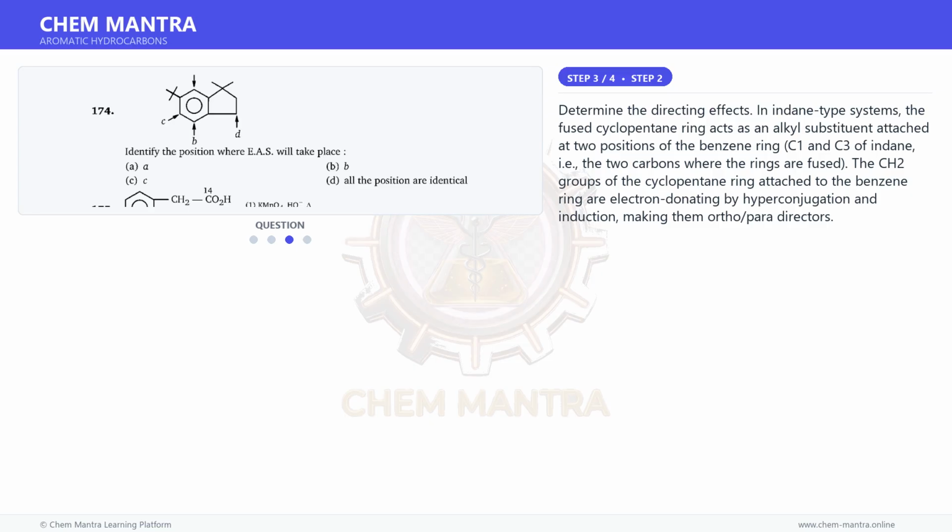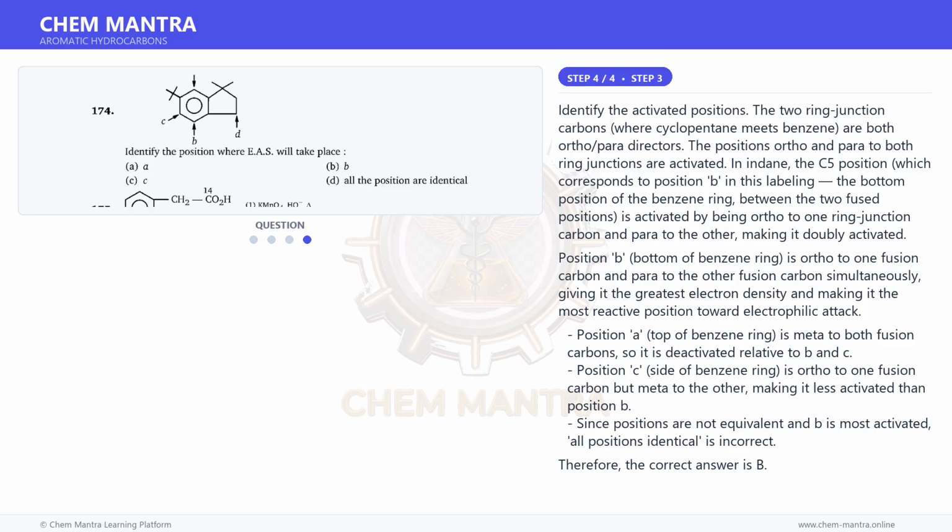Determine the directing effects. In indene-type systems, the fused cyclopentane ring acts as an alkyl substituent attached at two positions of the benzene ring, C1 and C3 of indane, i.e., the two carbons where the rings are fused. The CH2 groups of the cyclopentane ring attached to the benzene ring are electron donating by hyperconjugation and induction, making them ortho-para directors. And for the final step, identify the activated positions.